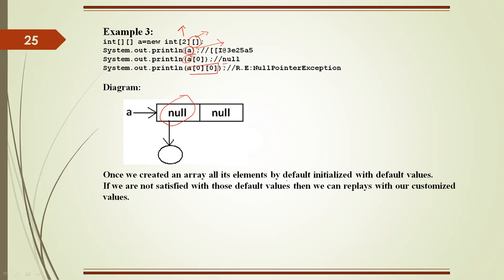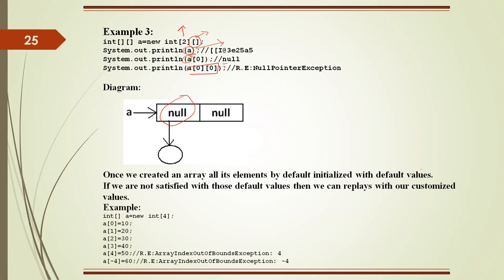Once we create an array, all its elements are by default initialized with the default values. If we are not satisfied with those default values, then we can replace them with our customized values. Like initialize first position 0th position 10, 1st position 20, 2nd position 30, like this. If you declare size as 4, or you initialize more than 4 data, then you will get array index out of bound exception. Maybe the interviewer asks, when do we get array index out of bound exception?